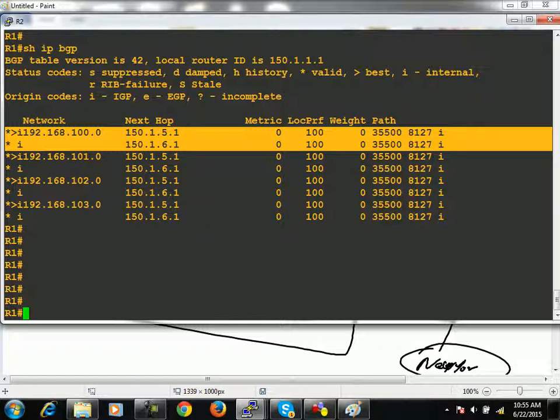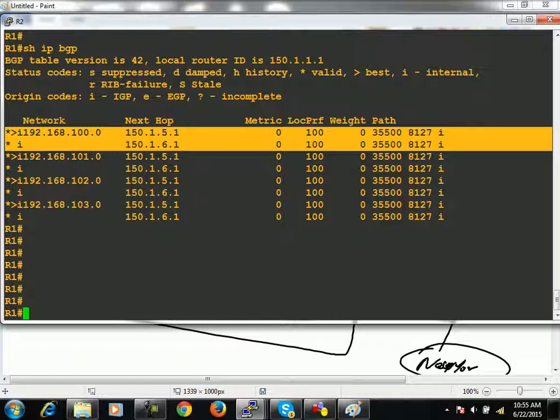Next attribute was self-advertised. It is not self-advertised. These prefixes are coming from its neighbors only, right? Is it self-advertised from R1? No, of course not. It is received on R1 from its neighbors R5 as well as R6. Next is what? AS path.